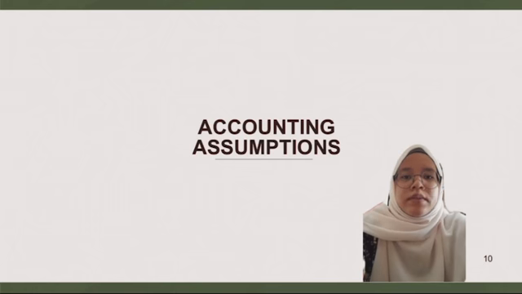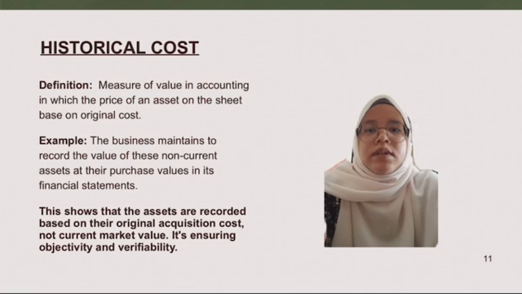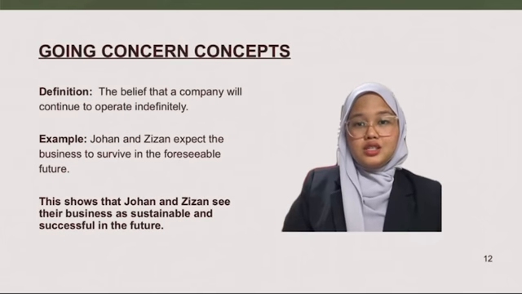Accounting assumption. First, historical cost. The definition of historical cost is a measure of value in accounting in which the price of an asset on the balance sheet is based on original cost. For example, the business maintains to record the value of this non-current asset at their purchase values in the financial statement. This shows that the assets are recorded based on their original acquisition cost, not current market value, assuring objectivity and verifiability.